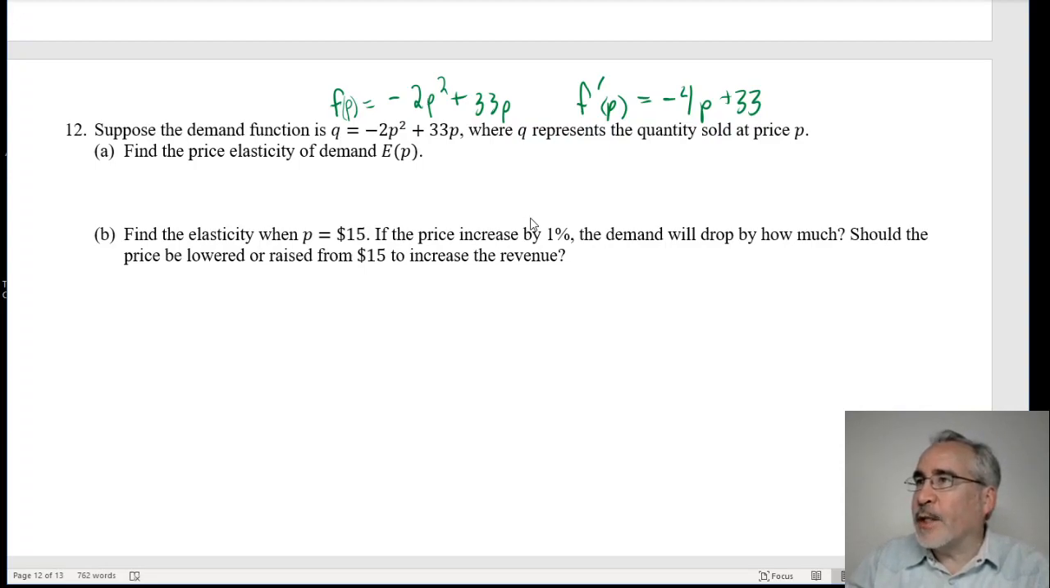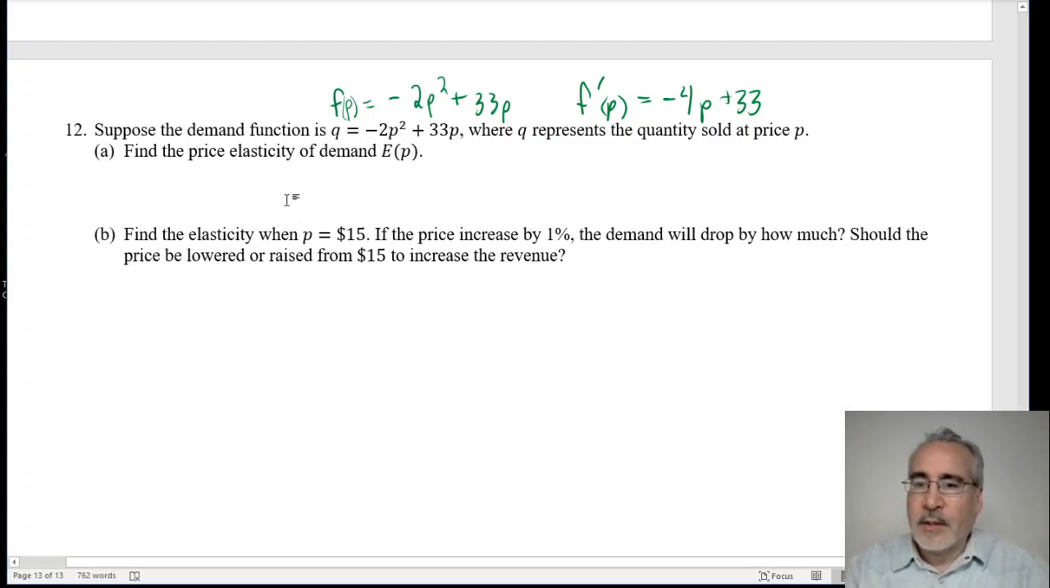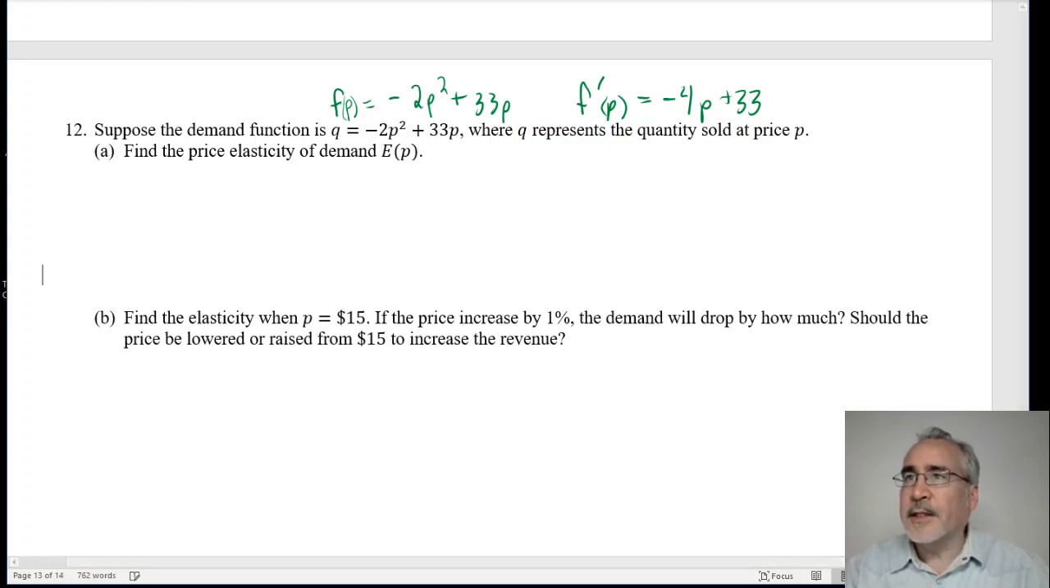And then 1 minus 1 is 0, so that's p to the 0. So that's what happened to the p. So there's our derivative. Our elasticity, let's give a little bit more room here. Our elasticity is going to be E of P, or just E if you want, minus the derivative of the demand function times P divided by the demand function.